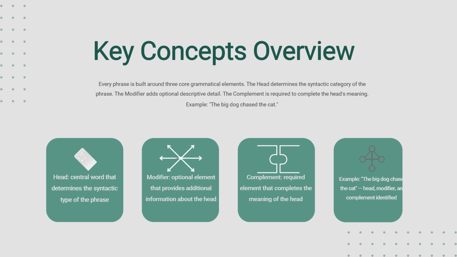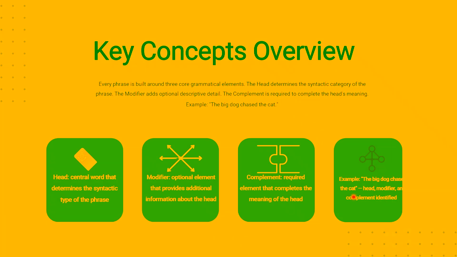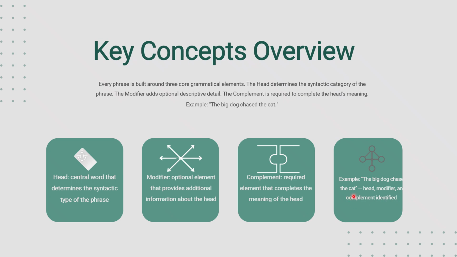Let us look at this sentence: the big dog chased the cat. So here is the sentence. Here, dog acts as the head, big acts as a modifier, and the cat acts as a complement.